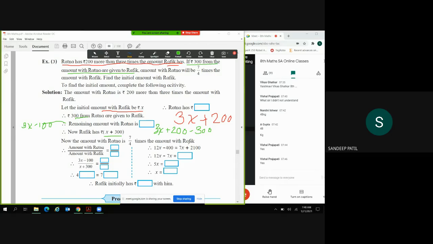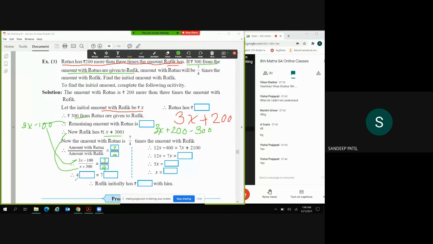सो उन्होंने क्या बताया है कि नाउ द अमाउंट ऑफ रत्ना इज 7 by 4 times द अमाउंट ऑफ रफीक. सो अमाउंट ऑफ रत्ना बाय अमाउंट ऑफ रफीक यहाँ क्या आएगा? 7/4, राइट? सो हमें पता है अभी 3x माइनस 100 यहाँ से आ गया, राइट? और रफीक की अमाउंट है x प्लस 300 यहाँ से. सो 7/4. तो यहाँ क्या आएगा? 4 × (3x - 100).